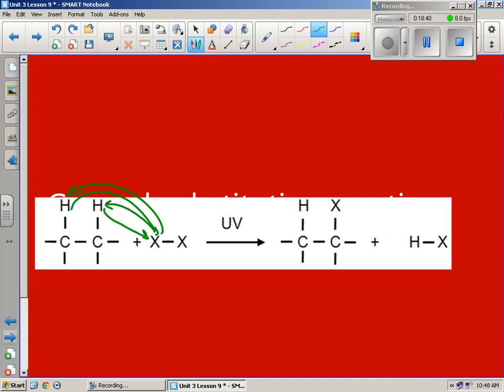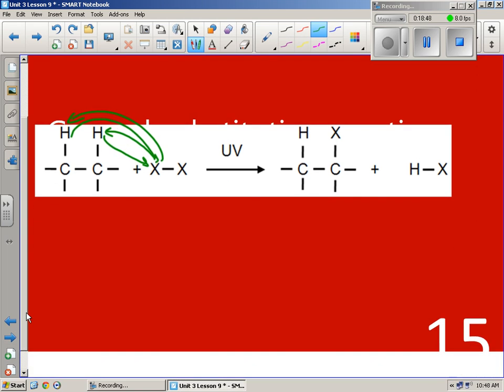These substitution reactions tend to be very, very slow. This is not like addition, where you just add stuff in and it happens very quickly. If you're doing this with bromine, for example, that orange color may disappear, but it's going to take a long time.